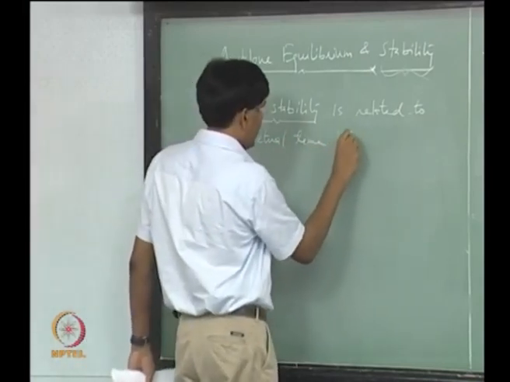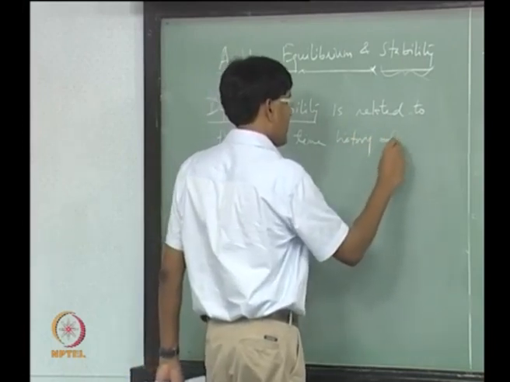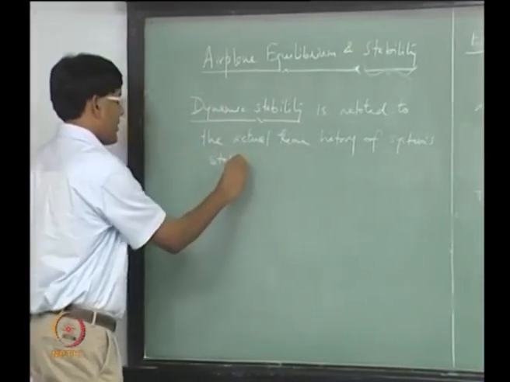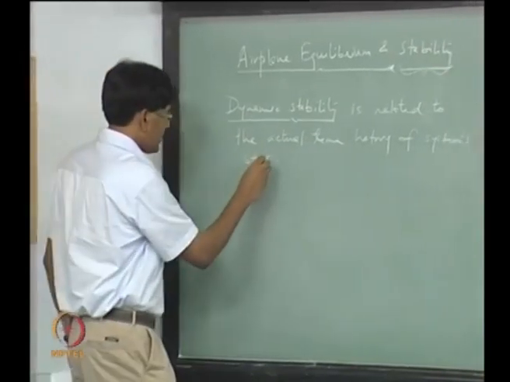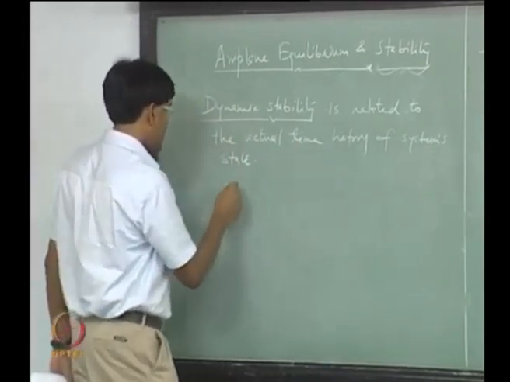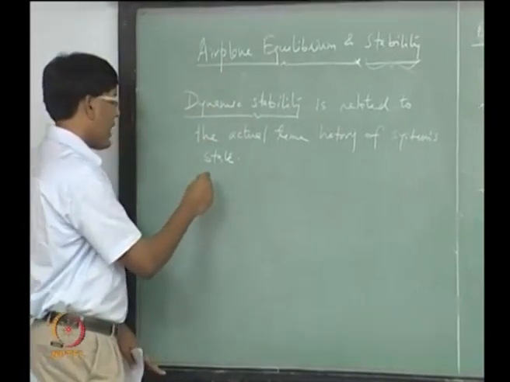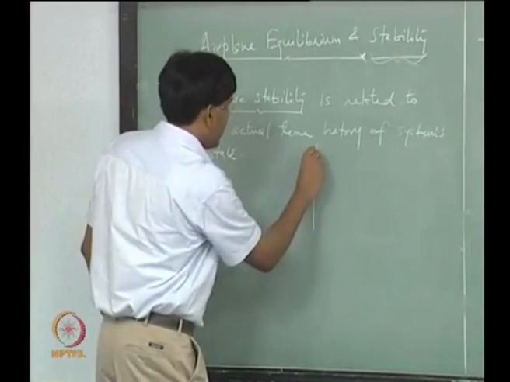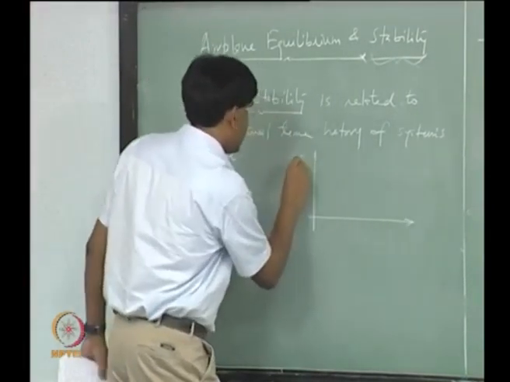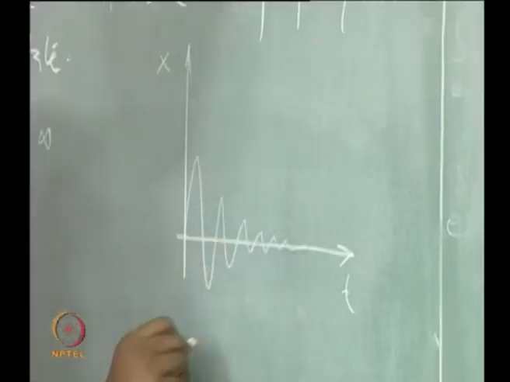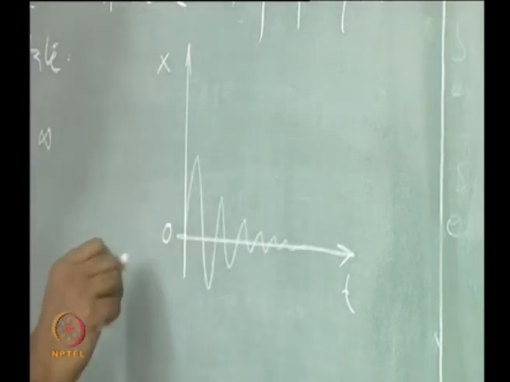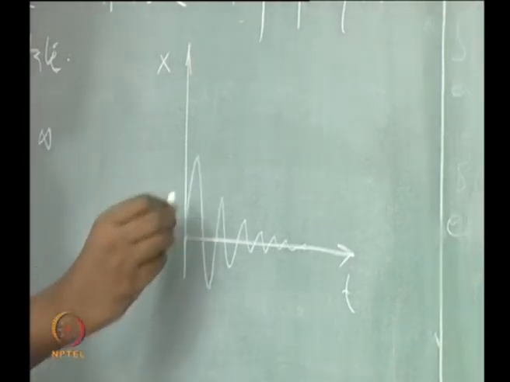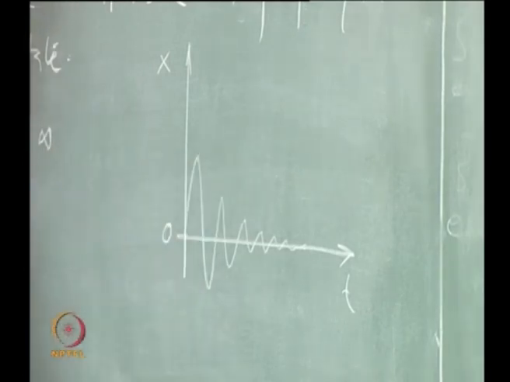time history of the system's state. Right? So what we do in this case, we look at the response at time t going to infinity, and see if the system has really come back to its original equilibrium state or not. So here x equal to 0 is the equilibrium state, and because of the external disturbances or perturbation, this is the response in x from this equilibrium condition, and we look at the time history.